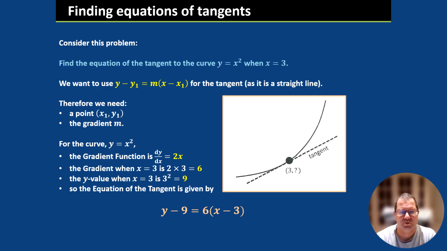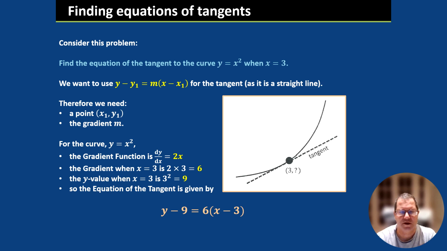So, look at this problem. Find the equation of the tangent to the curve y equals x squared when x is 3. We would like to use the equation y minus y1 equals m(x minus x1) for the tangent, since that's a straight line equation. And therefore we need to know a point, which will have coordinates x1, y1, and the gradient of the tangent, which is m.